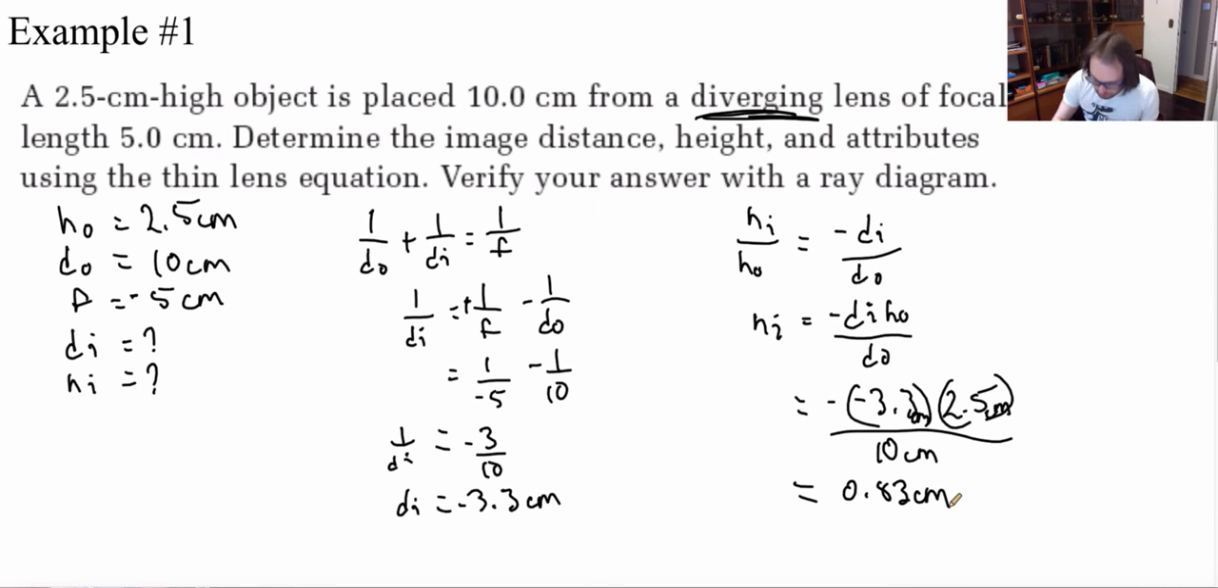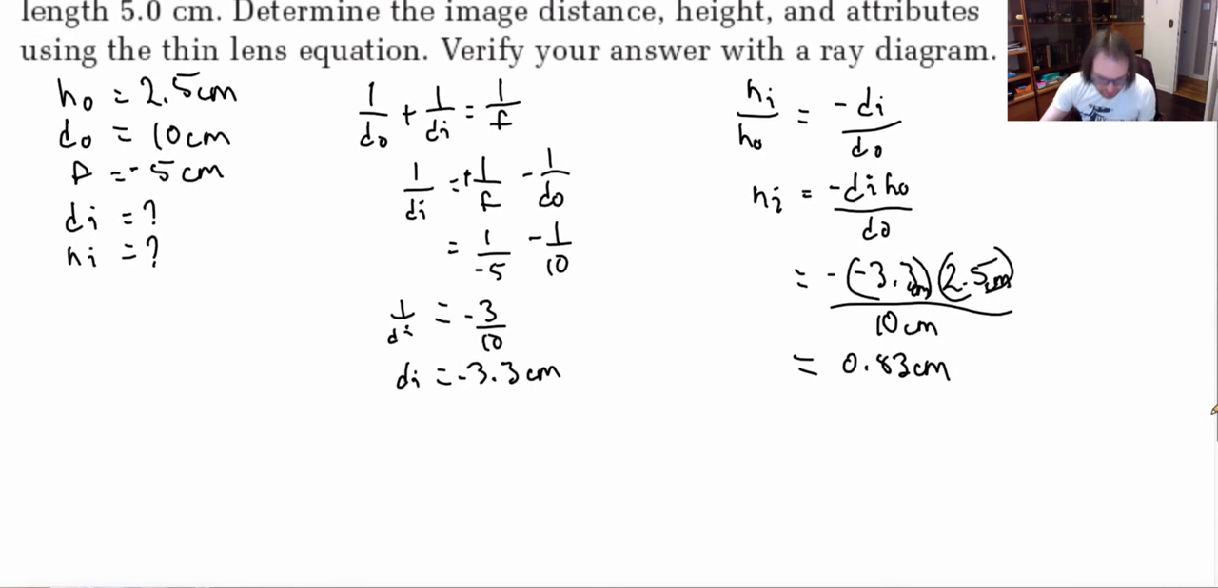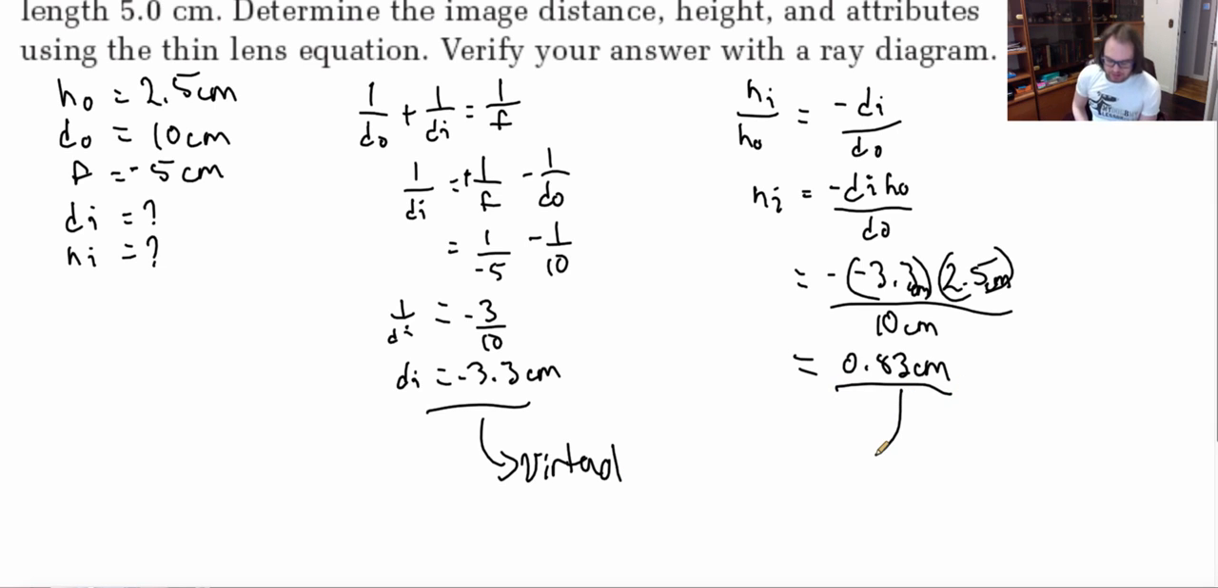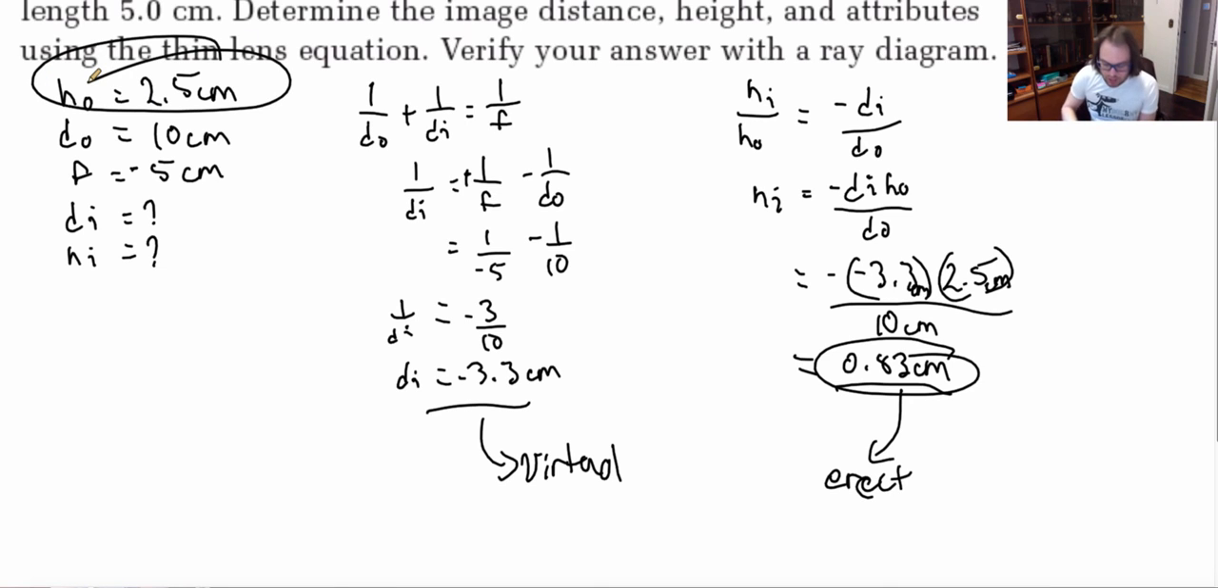All right. So now let's figure out what the attributes are. Since my distance is negative, this means I am virtual. Now, I look at my height here. My height is positive, and since it's positive, that means we are erect. Now, I look at my height here also. My height of my image is smaller than the height of the object. So that also means we are diminished.